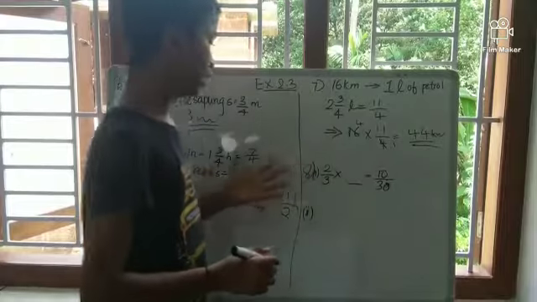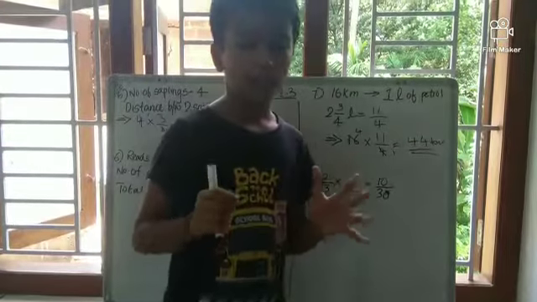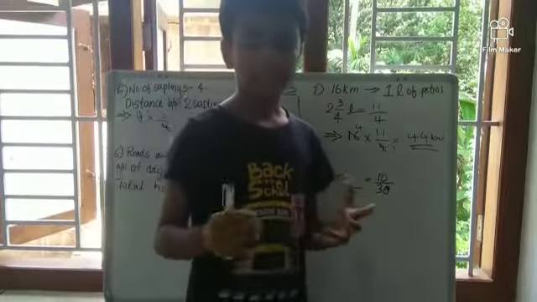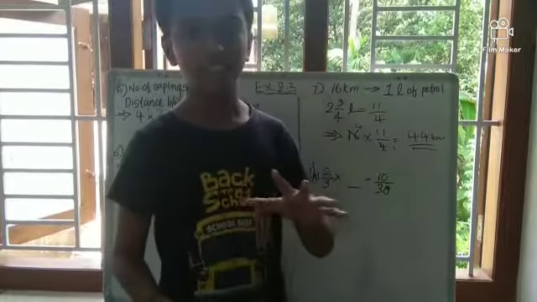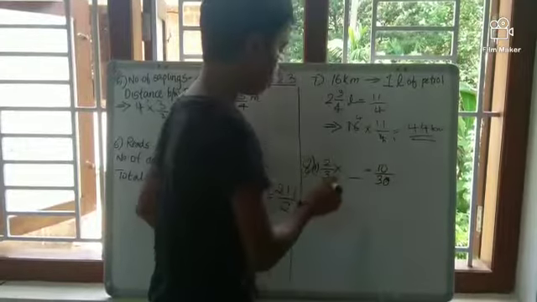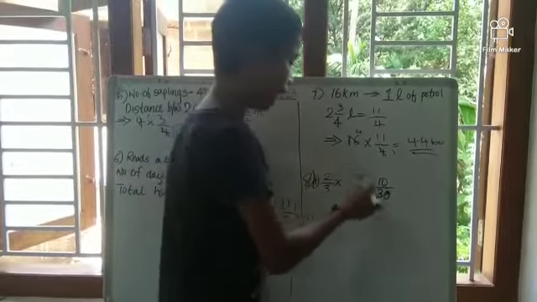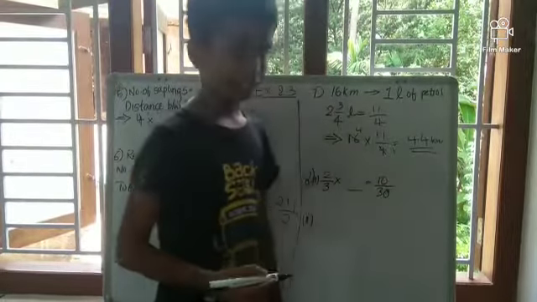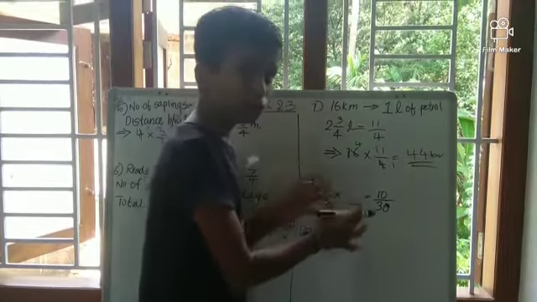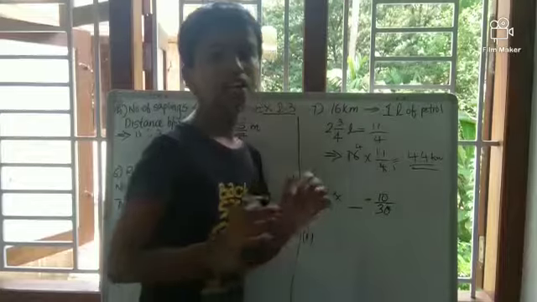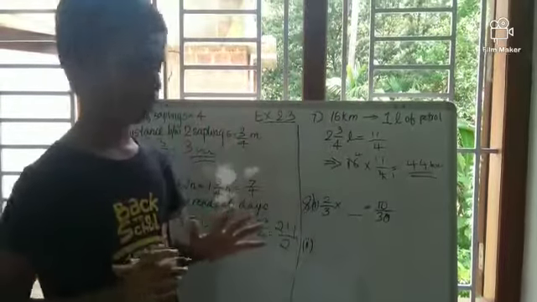Okay. Next, in the eighth one, we have to find the number in the box, that is this dash, such that 2/3 into dash is equal to 10/30. So we have to find what we multiply by 2/3 to get the answer 10/30.